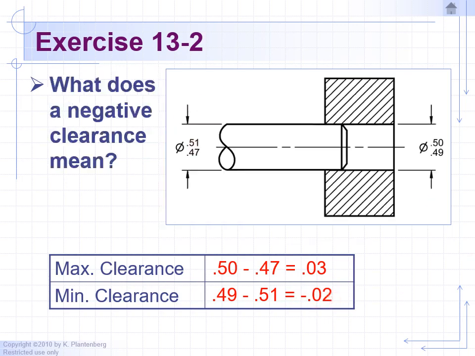Next slide. What does a negative clearance mean again? So once again, we have a minimum clearance of negative 0.02. In other words, the shaft is larger than the hole. So you won't simply be able to insert the shaft into the hole. You will need to force it in there with a mallet or a hammer, causing a clash, and friction will hold the pin in place.